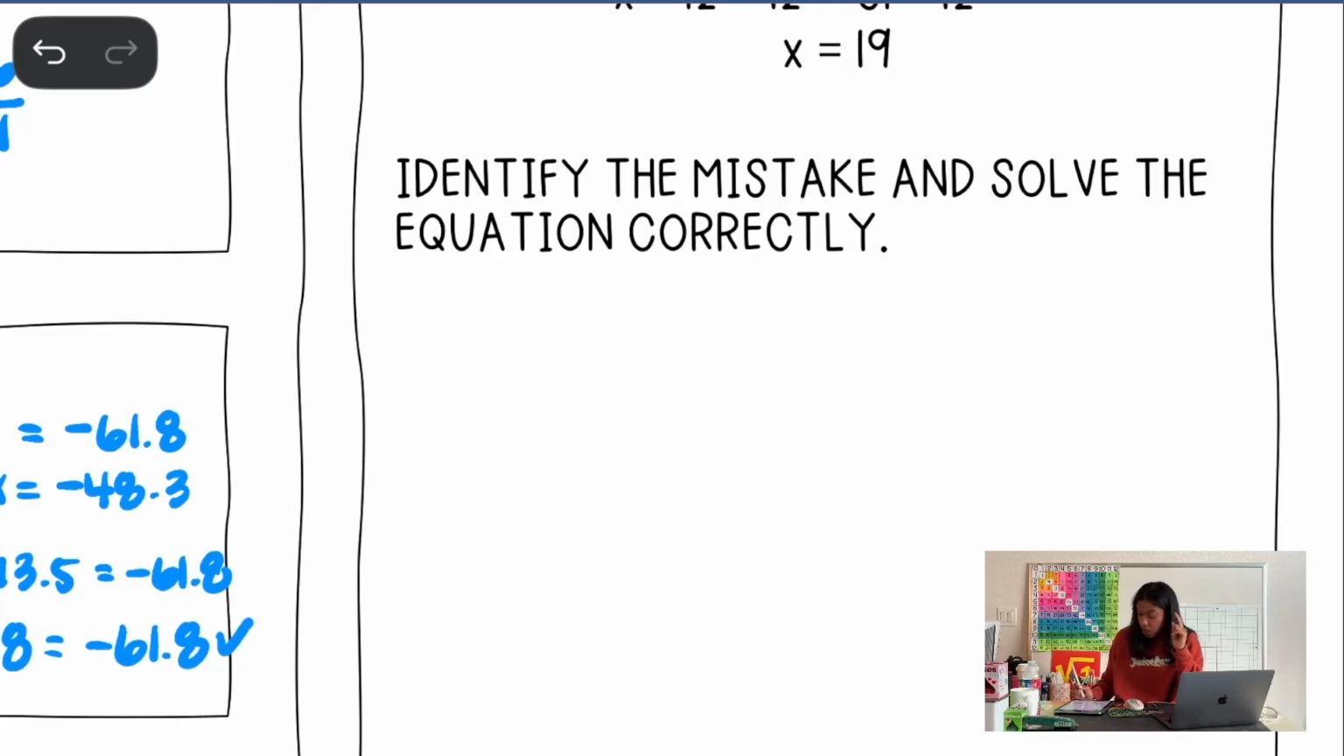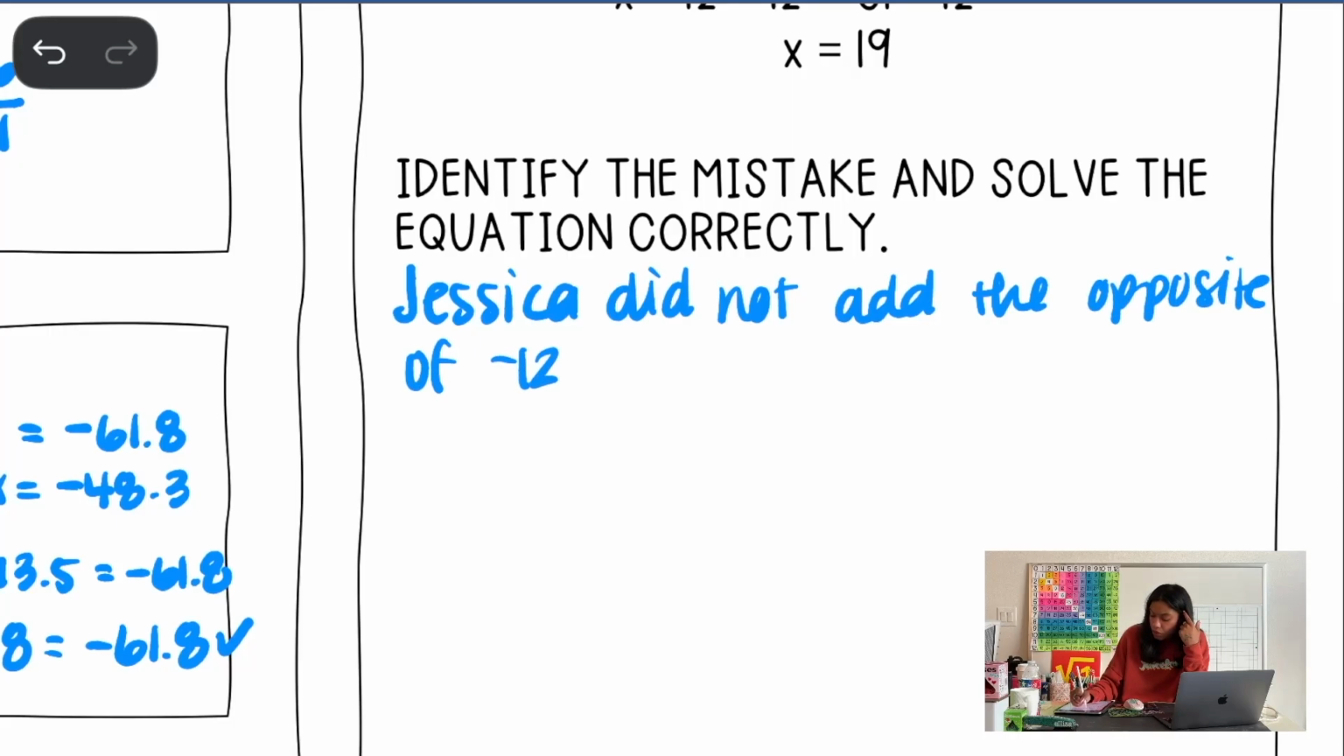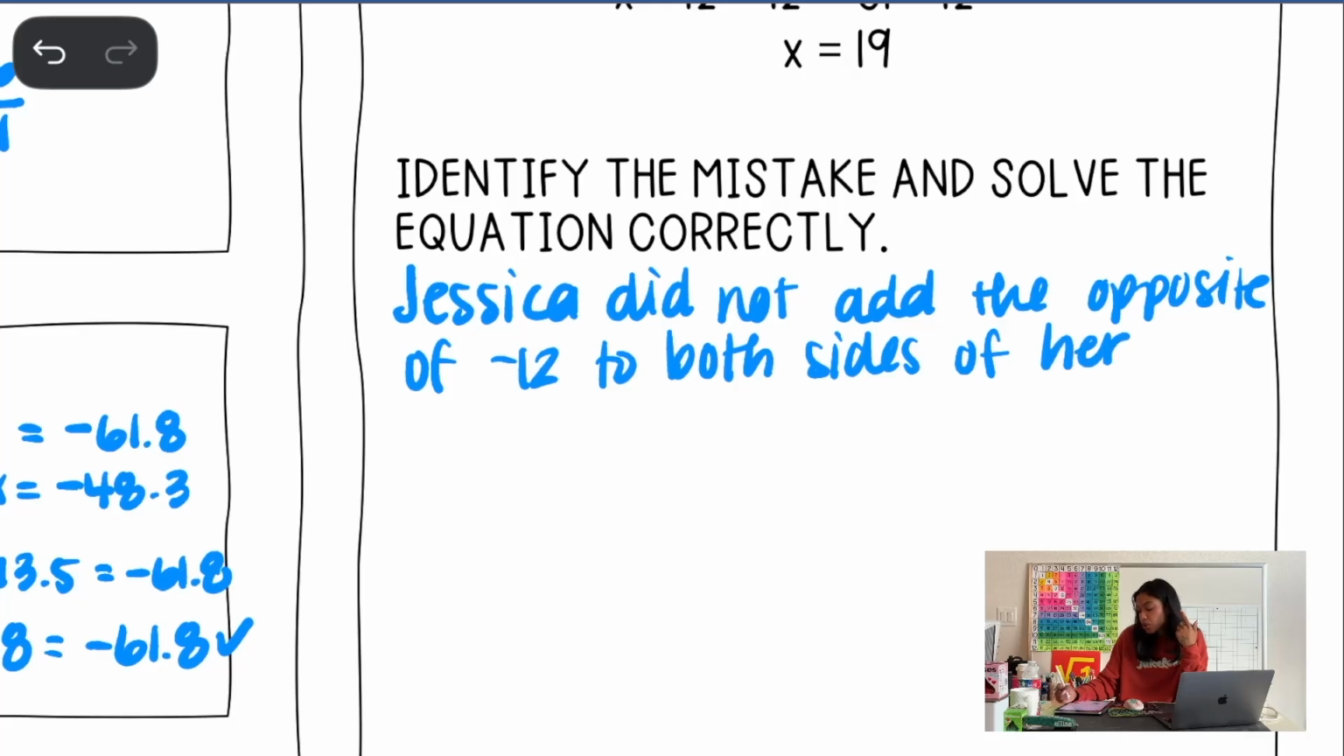But the mistake, at least as I see it, is that Jessica did not add the opposite of negative 12 to both sides of her equation. Sorry, my handwriting is like slipping in and out. All right, what's it? Cool.